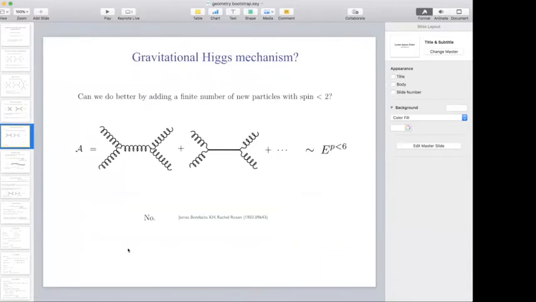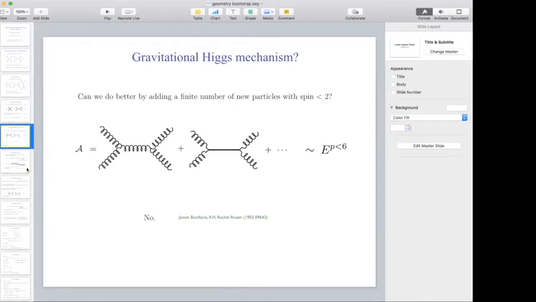But then you can ask, is there an analog of a gravitational Higgs mechanism? Is there a way to add new physical particles with spin less than 2 such that you soften the high energy behavior and make it better than E to the 6th? This would be like a true gravitational Higgs mechanism, in the sense of making massive gravity better behaved at high energies by adding new lower spin particles. And we show in this paper that there's no way to do that with a finite number of lower spin particles. With any finite number of lower spins with any couplings, there's no way to add them in to soften the behavior to better than E to the 6th. So this is some kind of boundary for massive spin 2 scattering.